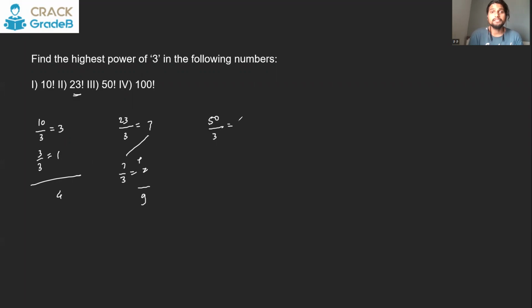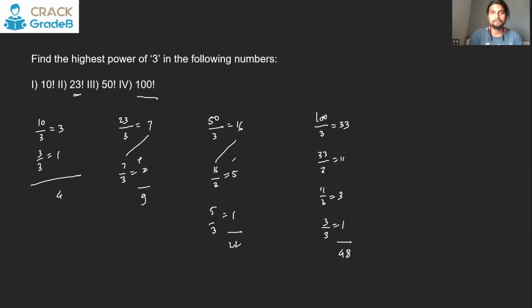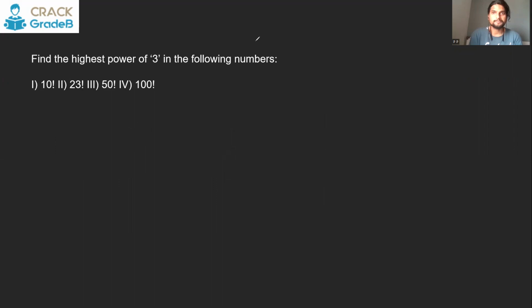50. 50 by 3 is 16. 16 by 3 is 5. 5 by 3 is 1. So 16 plus 5, 21 plus 1, 22 will be the highest power of 3. 100 factorial. 100 upon 3, 33. 33 upon 3, 11. 11 upon 3, that is 3. 3's are 9. 3 upon 3, that is 1. So add everything. 33 plus 11 plus 3 plus 1, 48. 48 number of 3's in the 100 factorial. Easy?